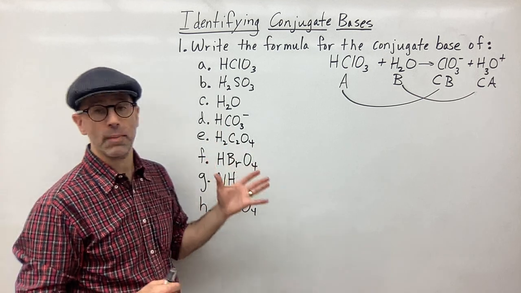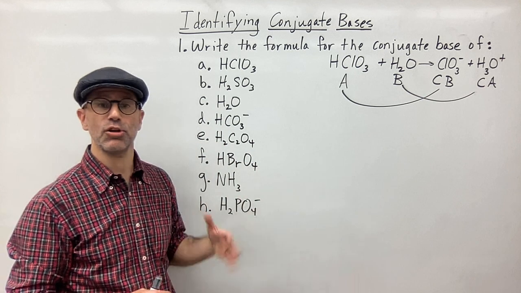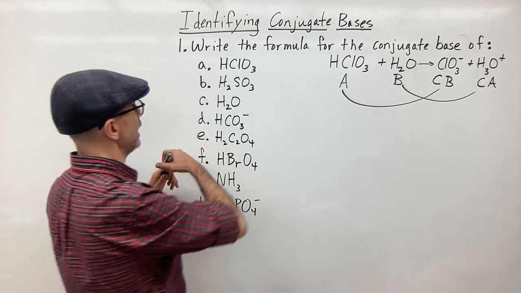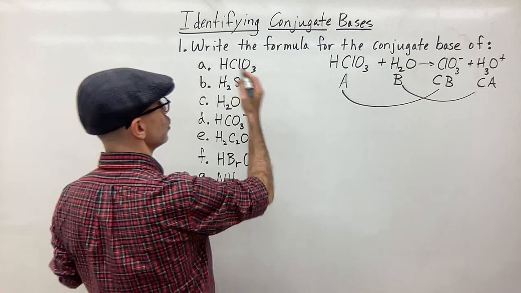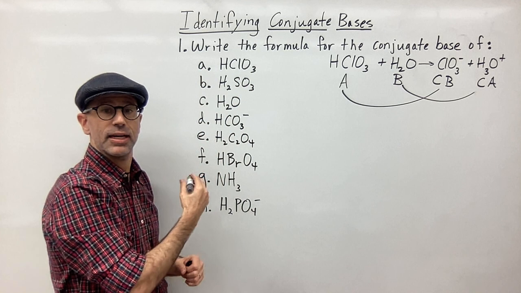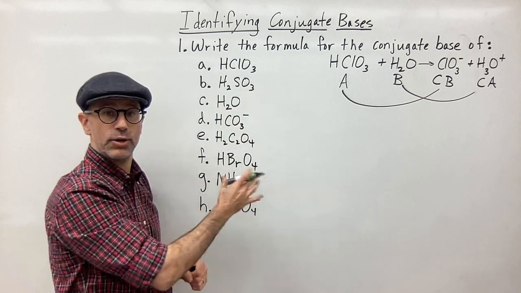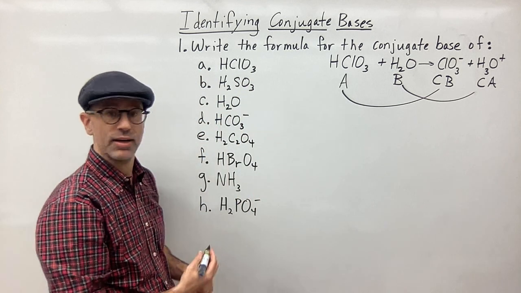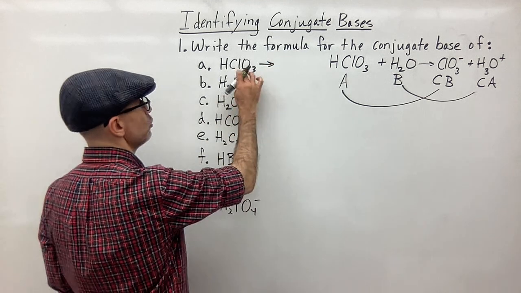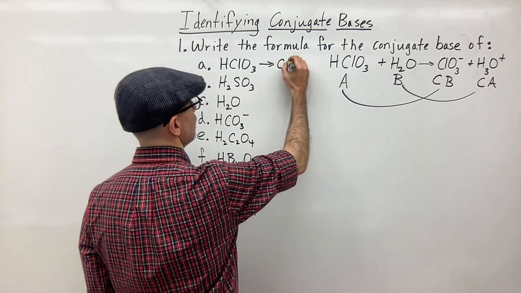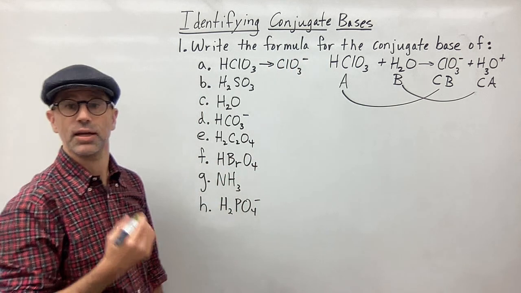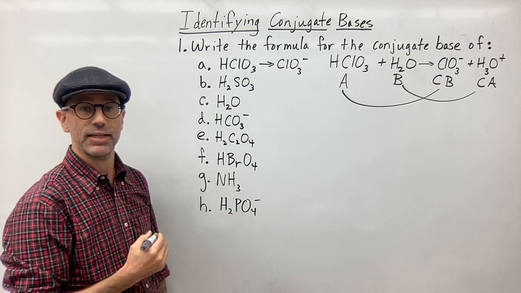We saw conjugate acids in my last video. Here we're doing conjugate bases. So the answer to A is going to be the loss of a hydrogen. Your conjugate base is going to be whatever acid you have minus one hydrogen. Here we lose a hydrogen, so we get what's left, ClO3 minus. That would be the conjugate base of this acid.